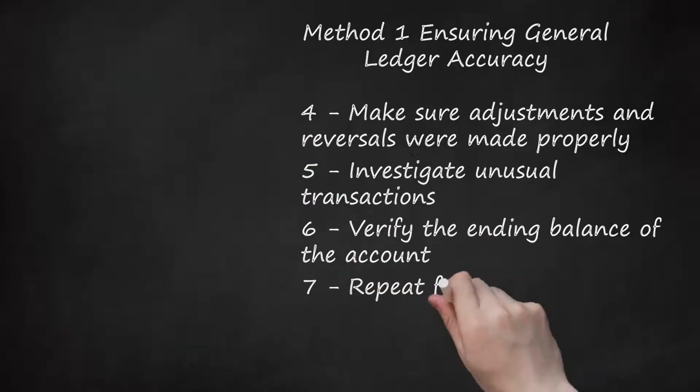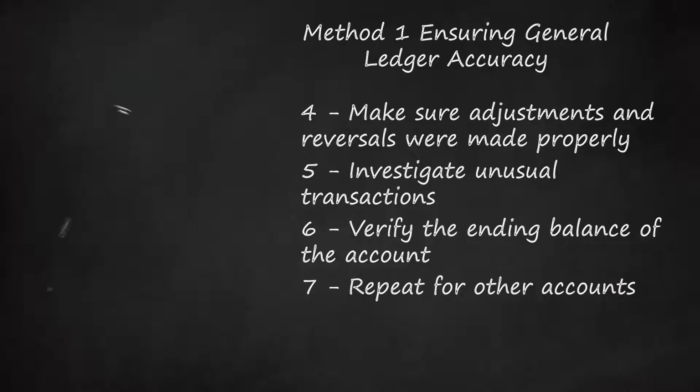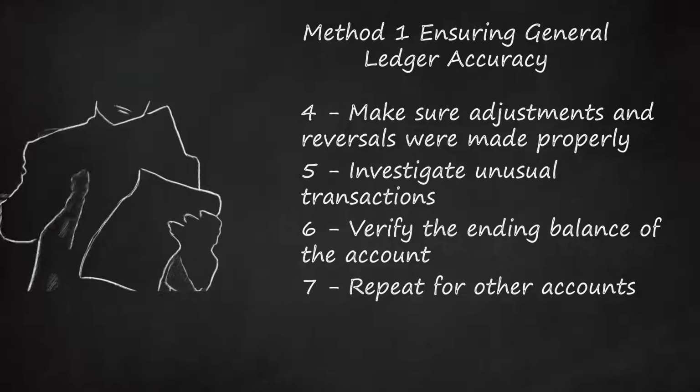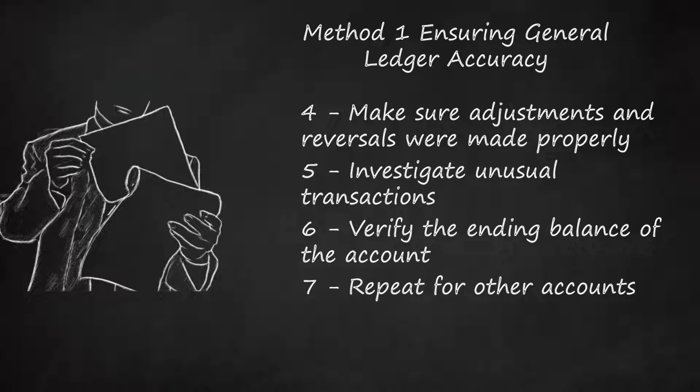7. Repeat for other accounts. Use the same process again to reconcile the other accounts in the general ledger. When you've done so, you will have a completed and reconciled general ledger.